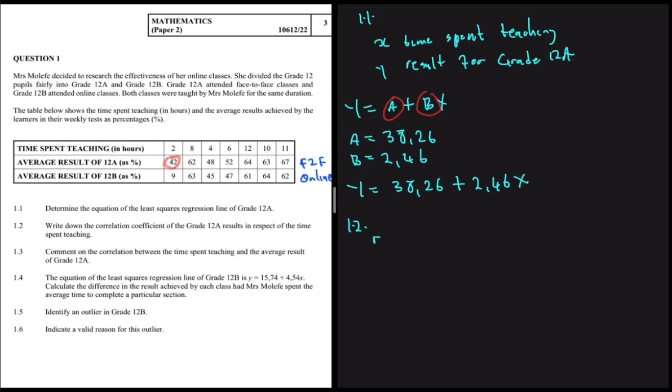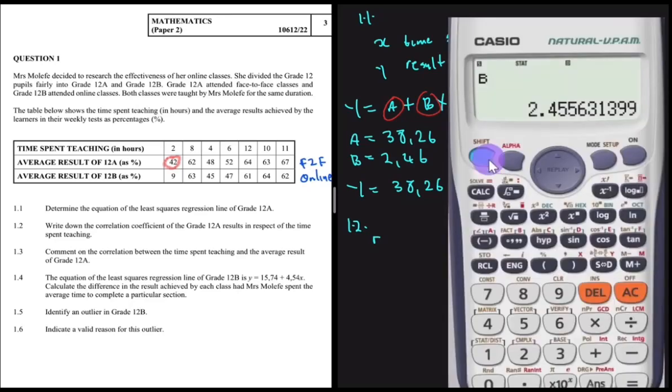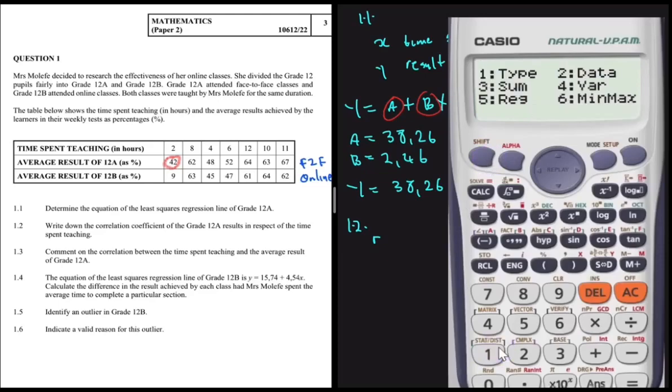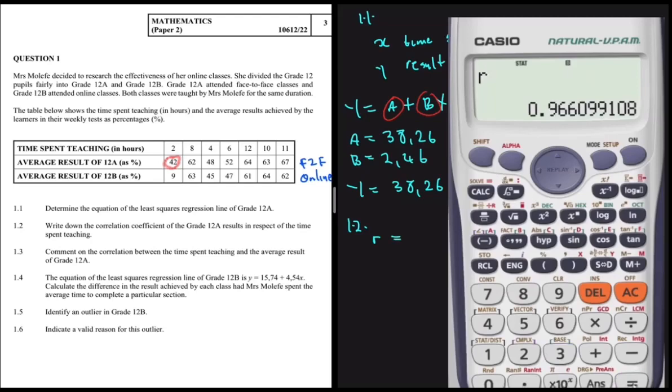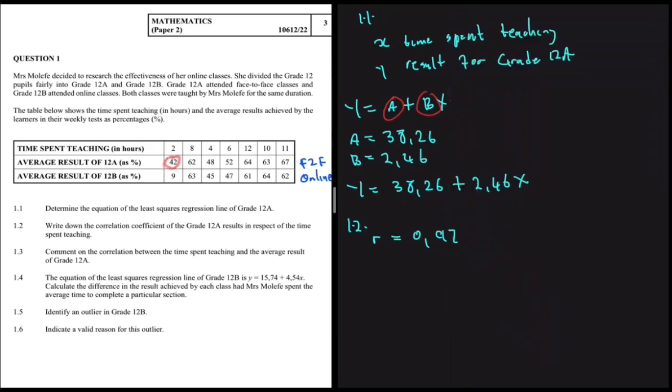In order to find the correlation, we're going to go back to the same menu. So that is shift, and then you press 1, and then we press 5 for regression, and then you can see R that is on number 3. So if you press 3 and you press equals, then you get R is equal to 0.966, so that is 0.97 if you round it off to 2 decimal places. So that's our correlation coefficient of the grade 12A results in respect to the time spent teaching.